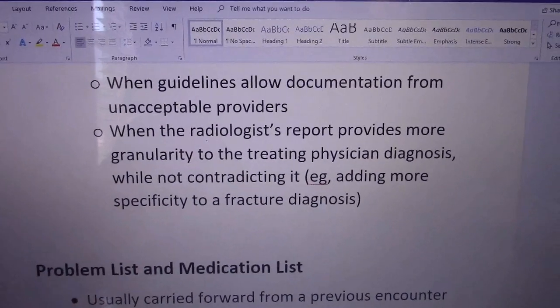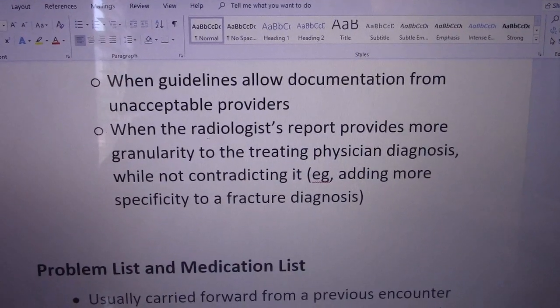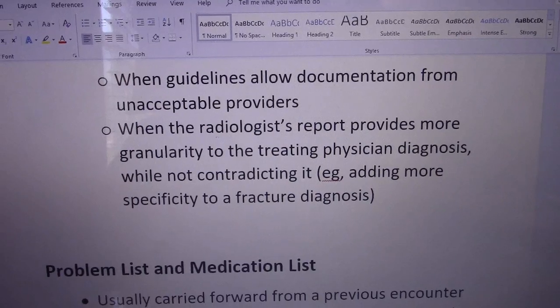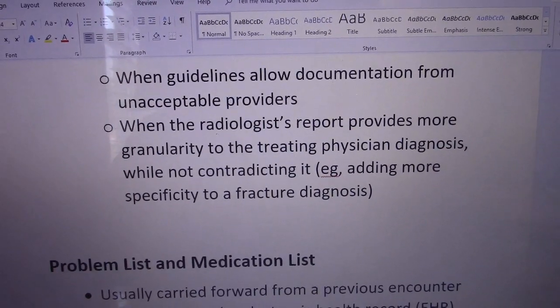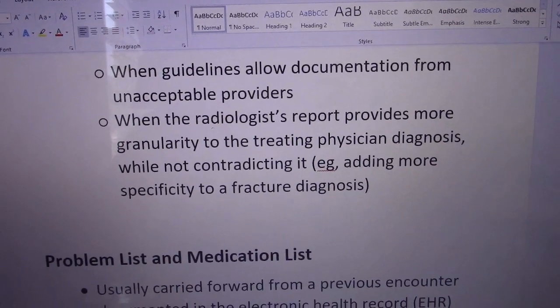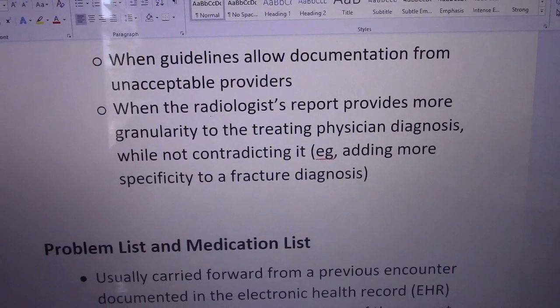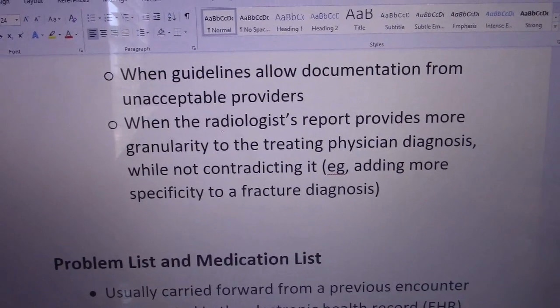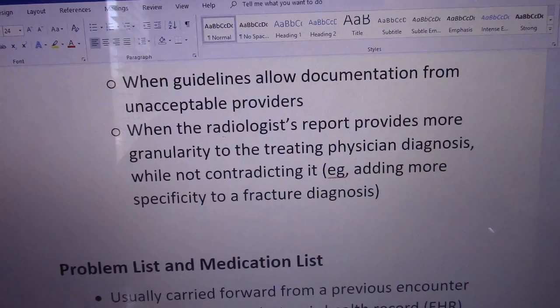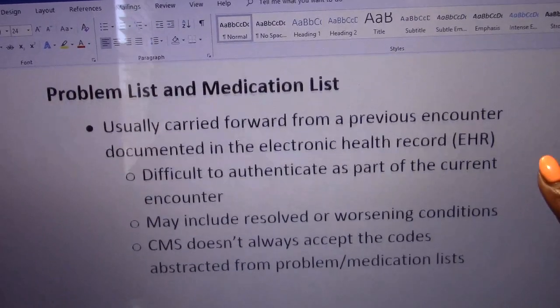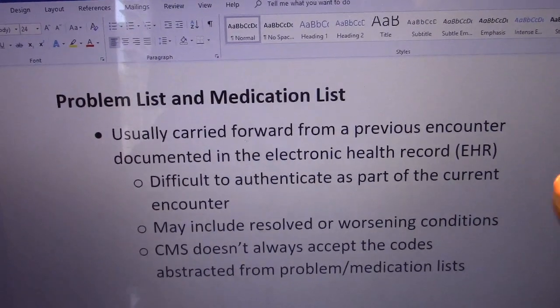With the exceptions when guidance allows documentation from unacceptable providers, such as when the radiologist report provides more granularity to the treating physician's diagnoses while not contradicting. For example, it's adding more specificity to the fracture diagnoses. Based on that radiologist report, it will describe exactly what type of fracture. In that case, it would be acceptable.